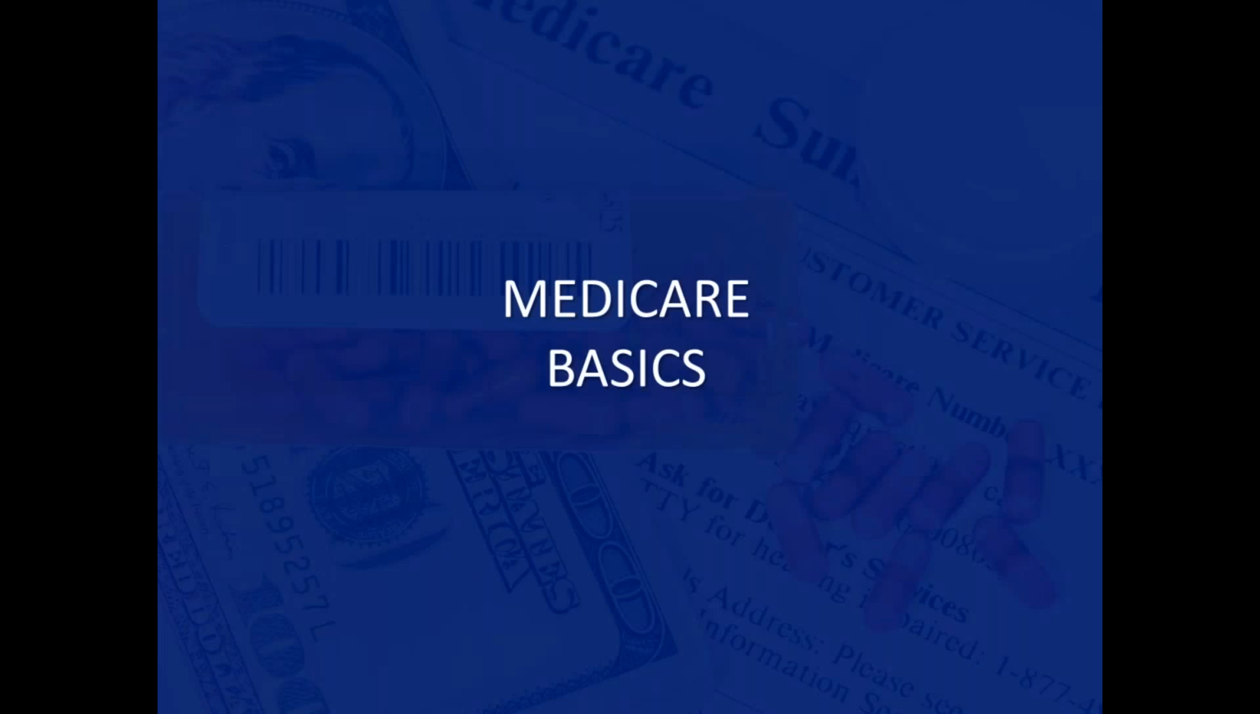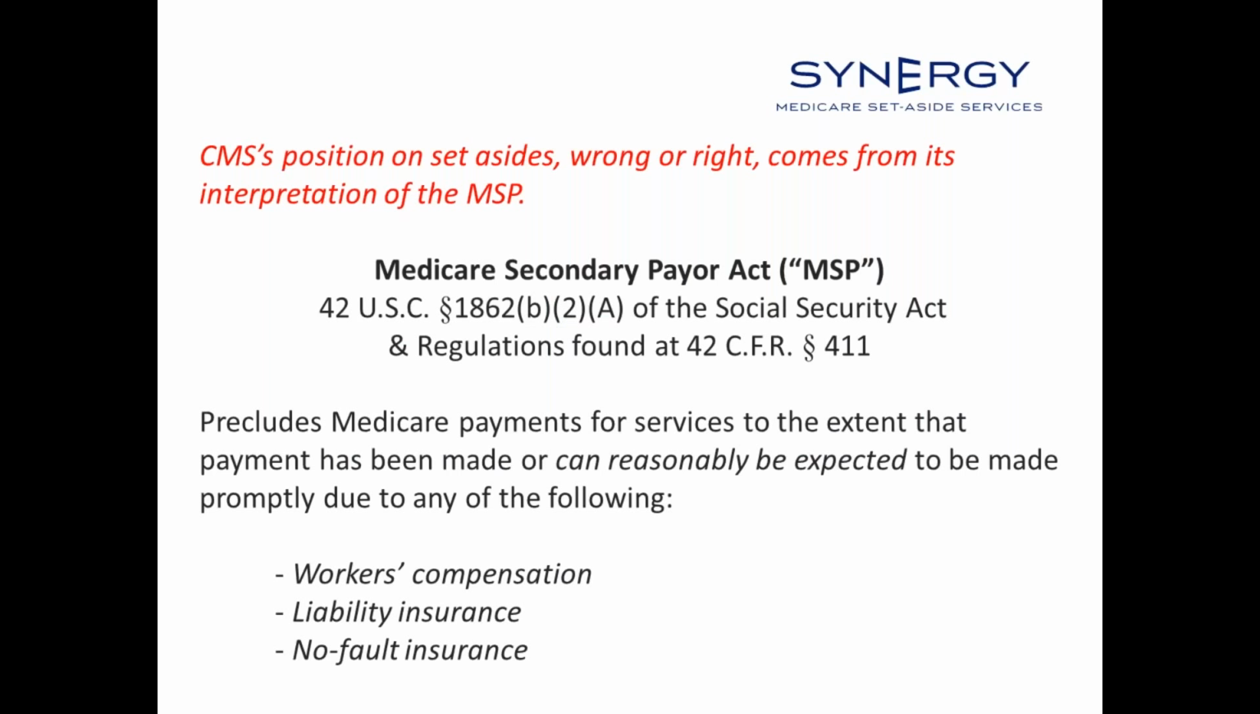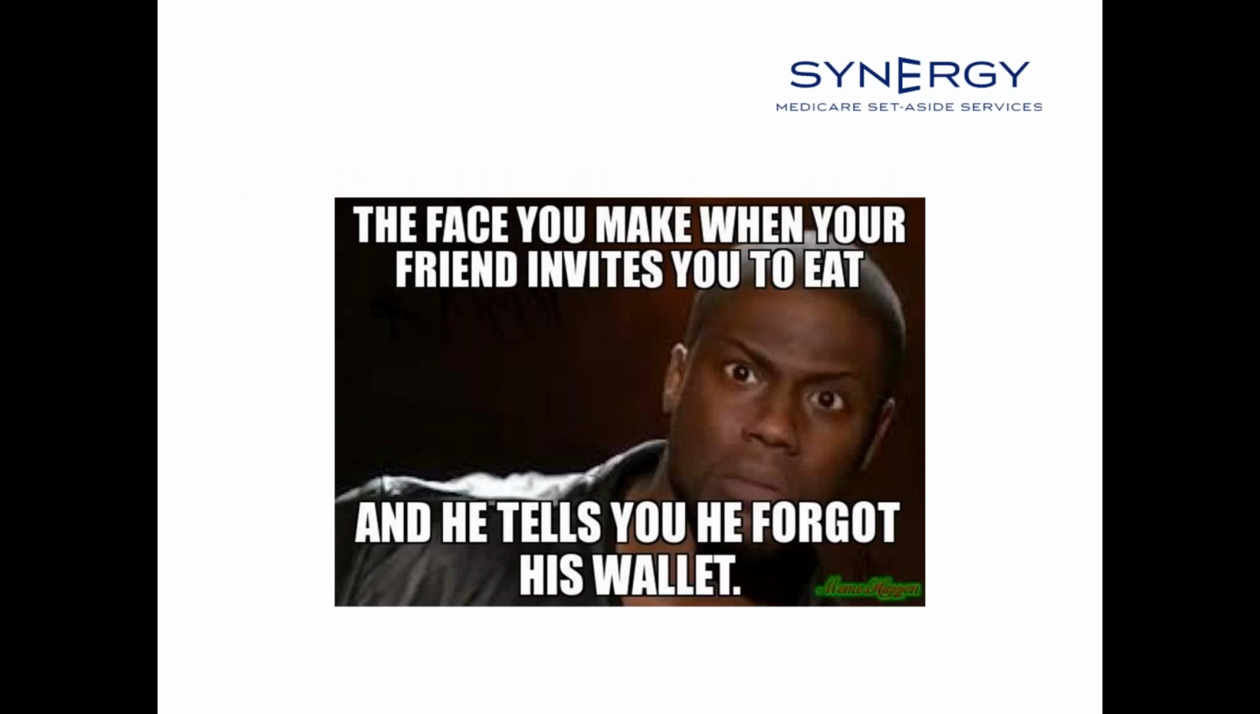Now, starting in 1981, we were given the Medicare Secondary Payer Act. This is the law that says the Medicare Trust Fund has to be protected. It's the only law that exists on this issue, and it says anytime there's workers' comp, no fault, or liability insurance, Medicare doesn't want to be known as the primary payer. And what that means practically, if you look at this slide, Medicare is the last person that wants to pay.